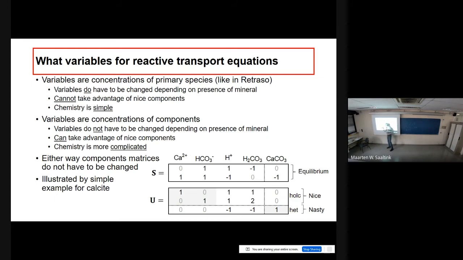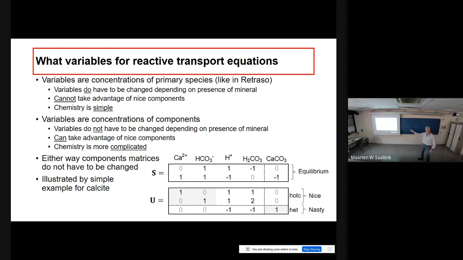But actually, one thing: the definition of components, or this component matrix, does not necessarily have to change. Although I did so in my thesis, now I say it doesn't have to change. Okay. Just illustrate it by means of a very simple example. So we have 2 reactions: the calcite dissolution, and some bicarbonate H2CO3 reaction.